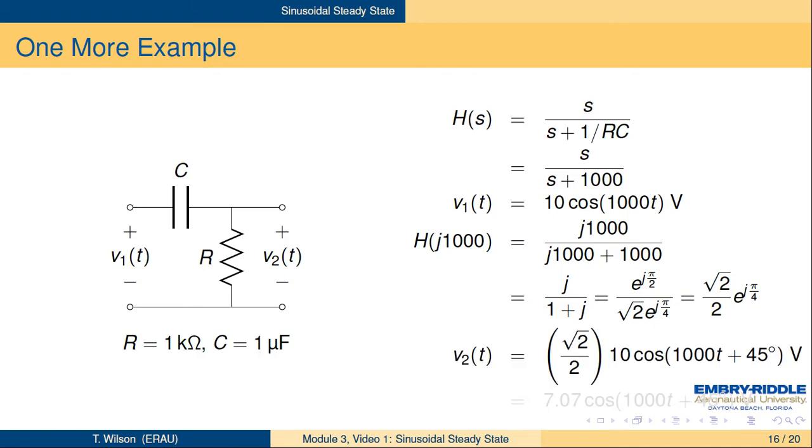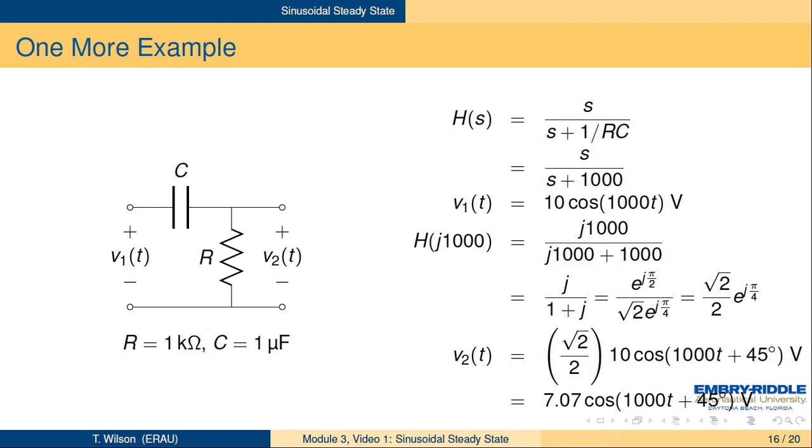So v2 of t is root 2 over 2, that's the magnitude of H of j1000, times 10, the input amplitude, times cosine 1000t, and now we've increased the angle by 45 degrees. And we can write that as 0.707 cosine 1000t plus 45 degrees. And that's volts, of course. If the input was volts, the output's volts. And that's how you do the sinusoidal steady state.